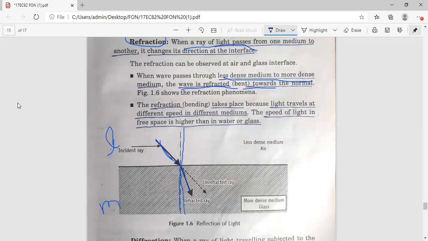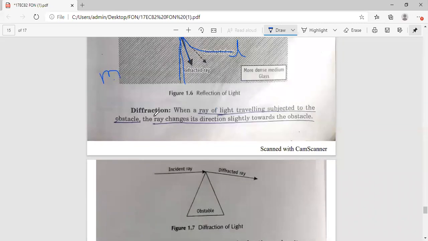And what is the second condition? Whenever light travels with a different speed in different media, from a more dense medium to a less dense medium, then the light will be bent away from the normal. So there are two cases here. This is about refraction.